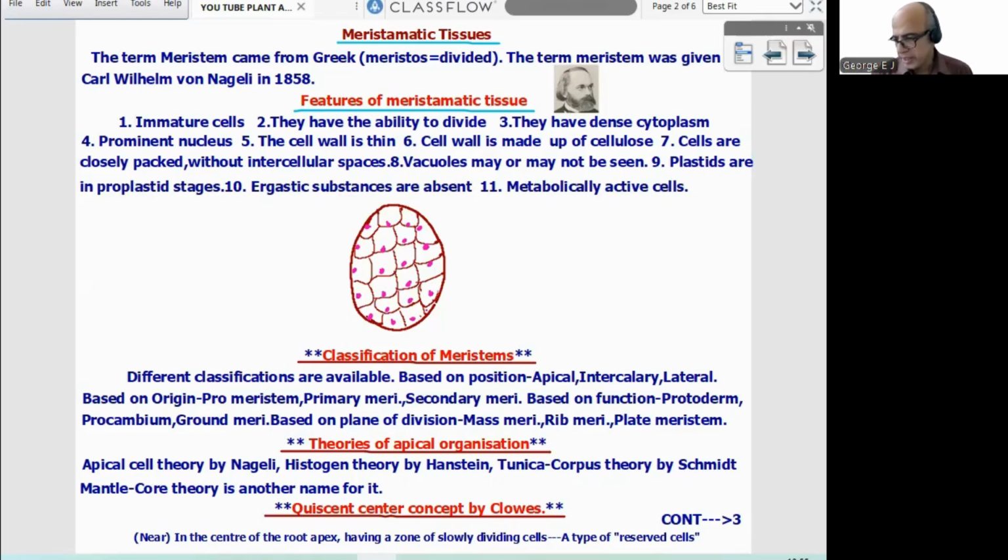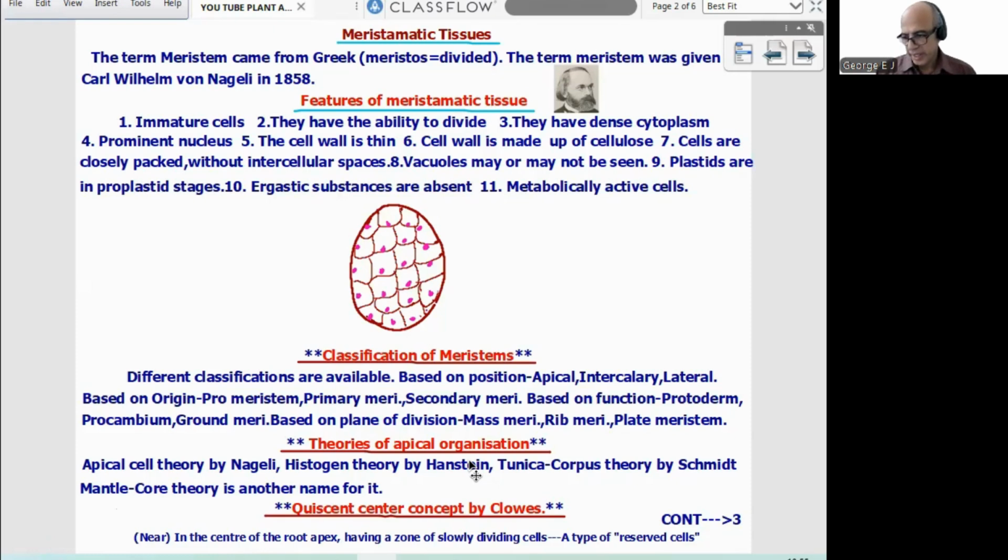Now, the next heading, that is why I put that star, is not in NCERT, but if you know it, it is good. Theories of apical organization. Three famous theories. Apical cell theory by Nageli, at least the headings. Histogen theory by Hanstein. Tunica corpus theory by Schmidt, which can have a synonym, mantle and core theory.